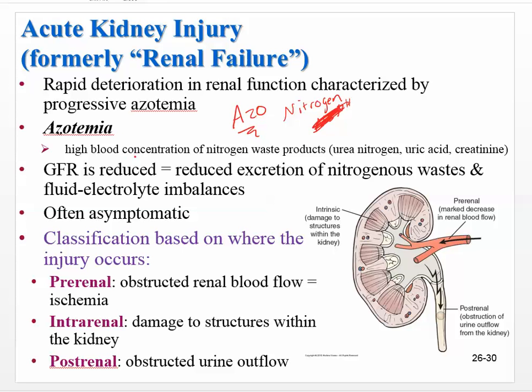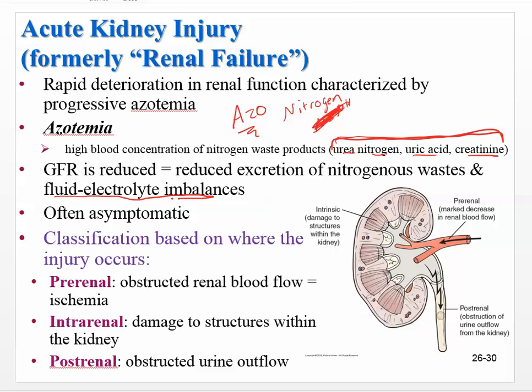So high blood concentration of nitrogenous waste products: urea, nitrogen, uric acid, creatinine also is included in this group. So all of these things build up in the blood. So you're going to see an increase in your lab results of all of these things. GFR is reduced. Loss of kidney function, maybe loss of nephrons. So reduced excretion of nitrogenous waste and fluid and electrolyte imbalances.